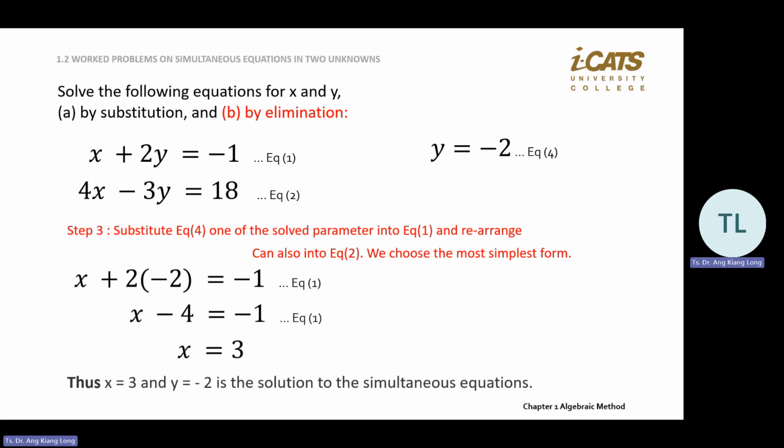Okay. At the end, you get 3. Remember to tell me your final answer. Thus, x equal 3, comma, y equal -2. You don't need to write the back lah. Okay. Right. So this is substitution and elimination.